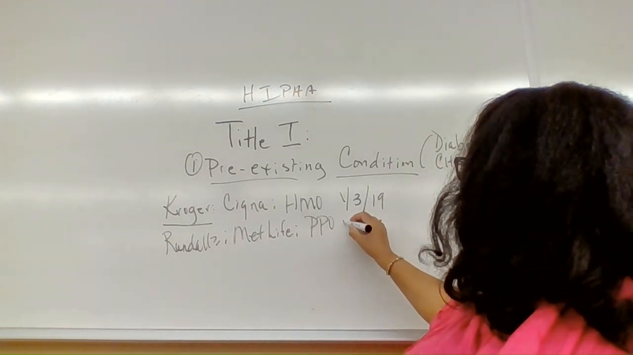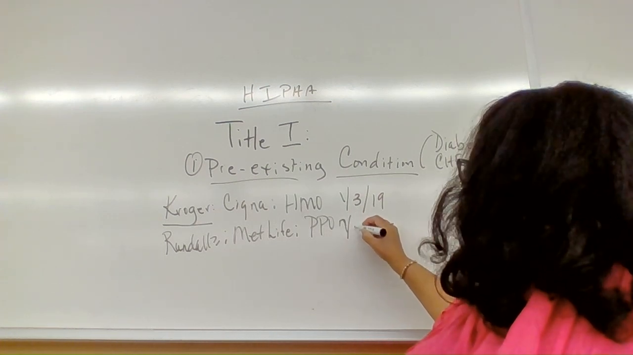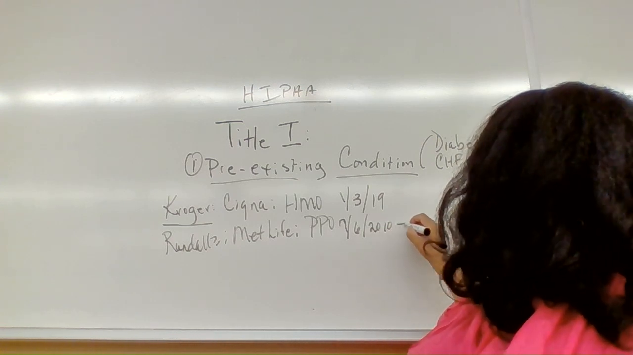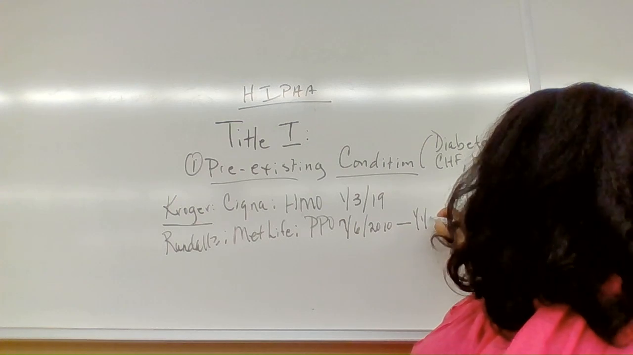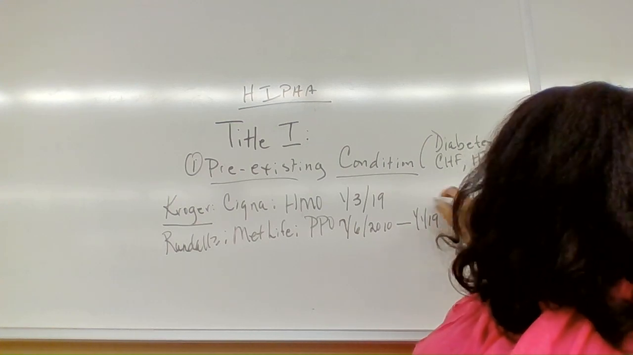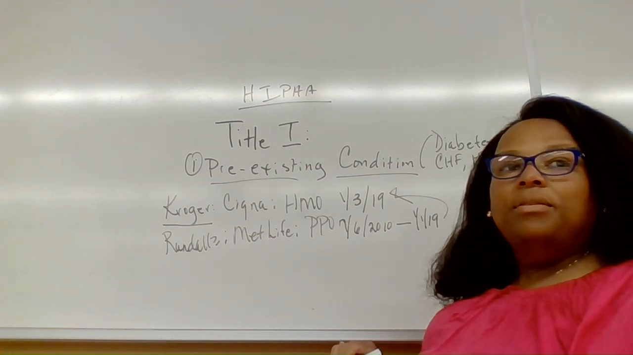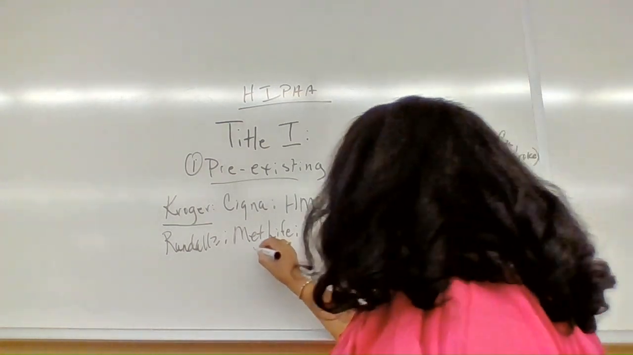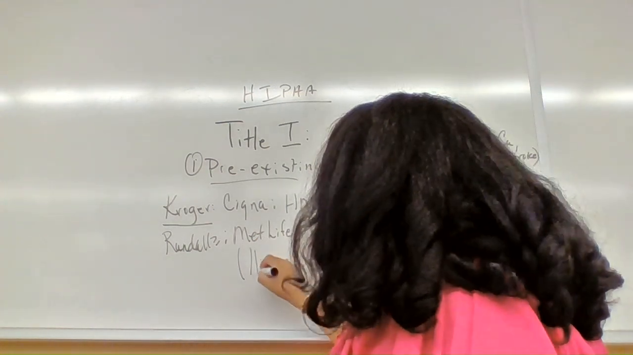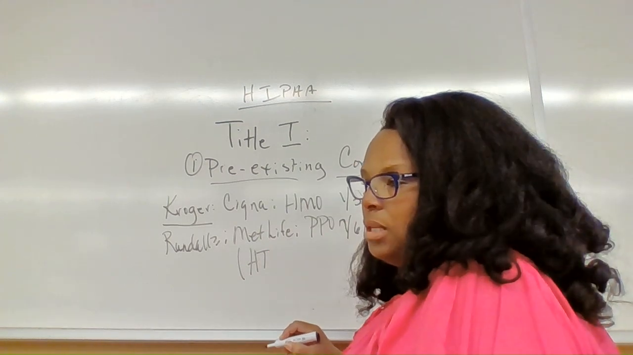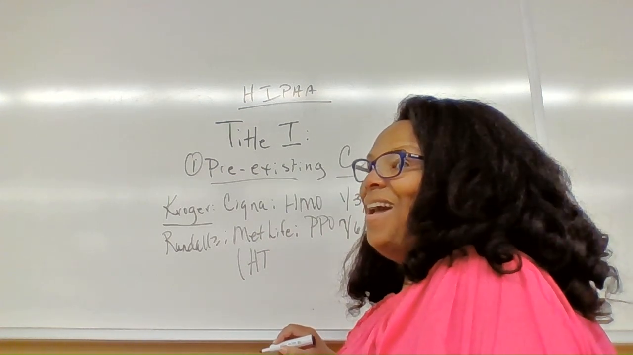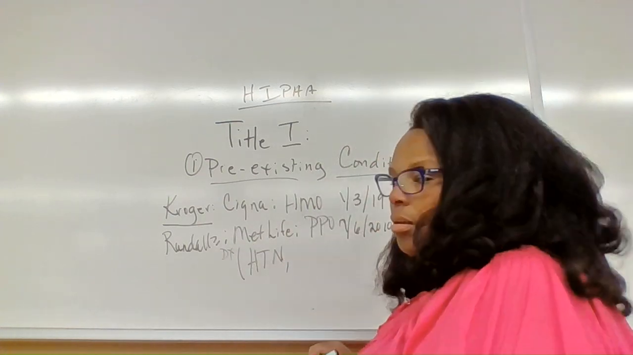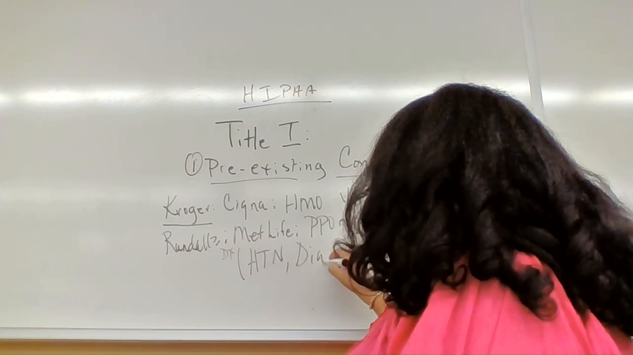And let's say they started working for them July 6, 2010, and they quit their job New Year's Day 2019 so they can go work for Kroger's. Everybody understand that? Okay. Now, while they worked at Randall's, they were diagnosed. And diagnosed, what's the abbreviation for diagnosis? DX. Very good. They were diagnosed with hypertension and diagnosed also with diabetes.